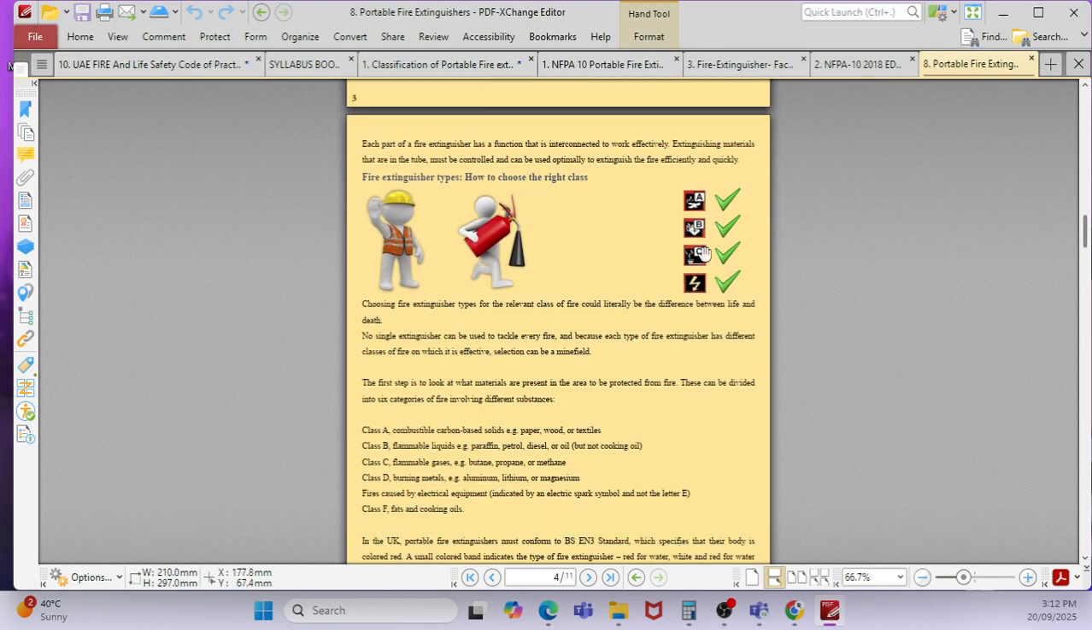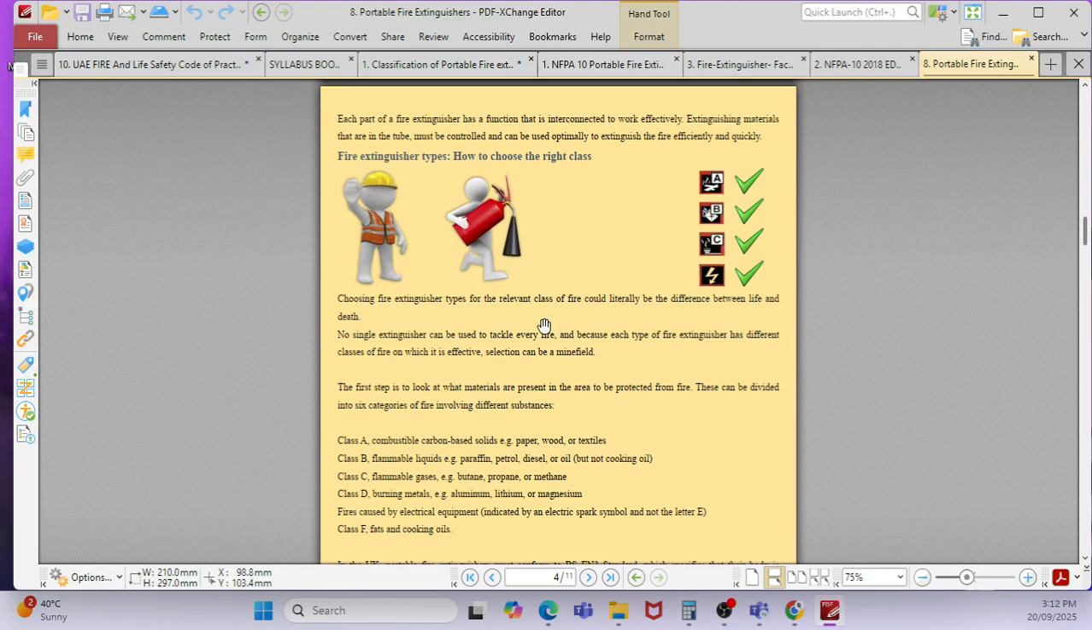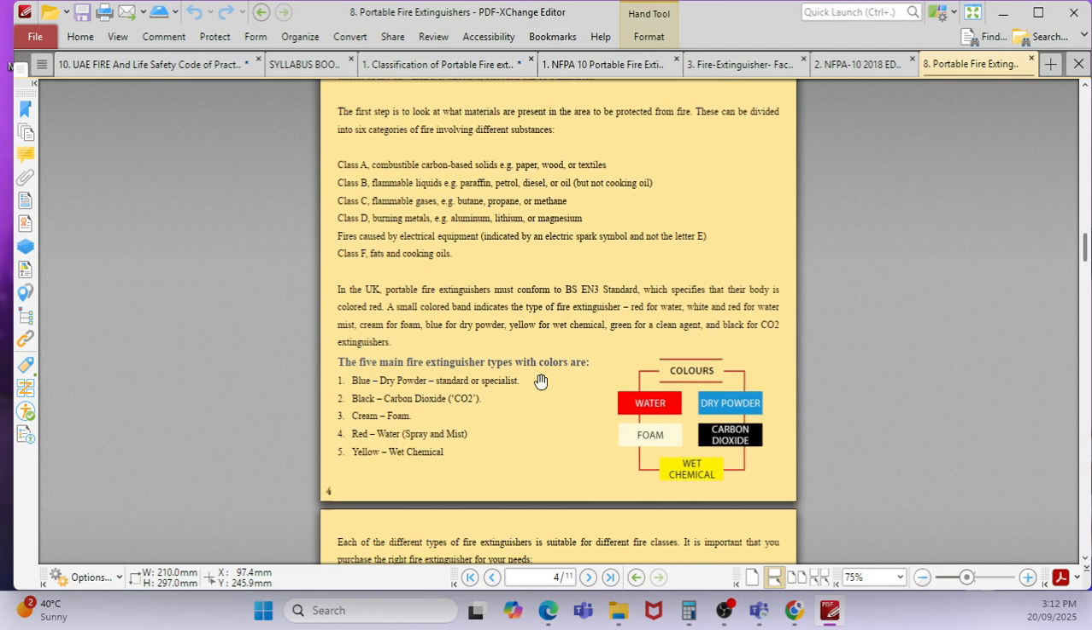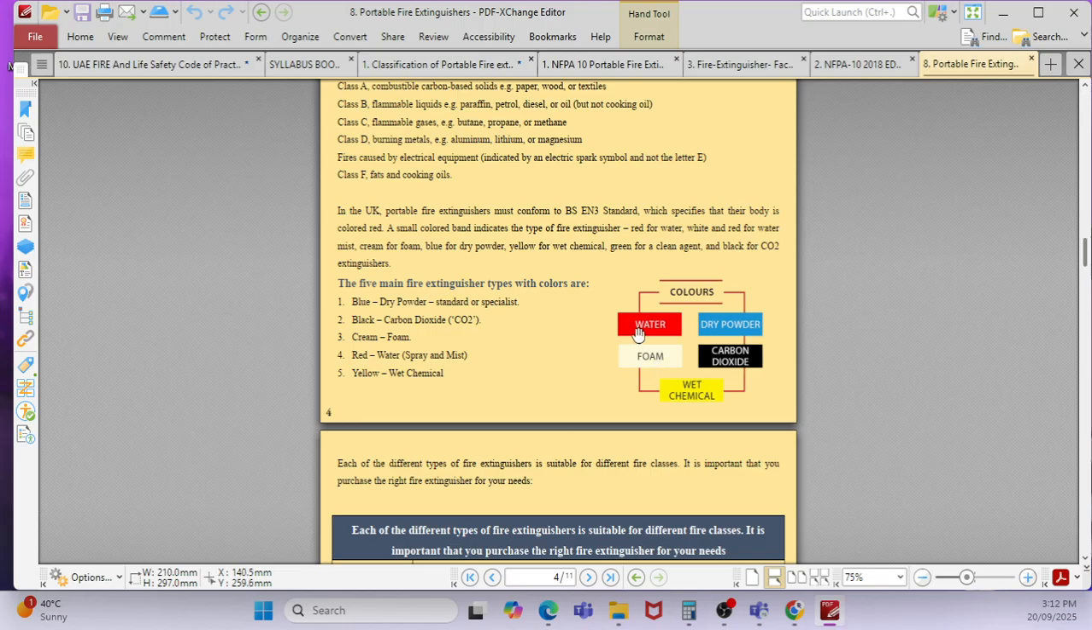You have class A, B, C, D. How to choose the right class? Choosing a fire extinguisher type for the relevant class of fire could literally be the difference between life and death. So class A is for this type of materials, then class B, class C. The five main extinguisher types with color codes: you might have seen water, foam, dry powder, carbon dioxide, wet chemical.